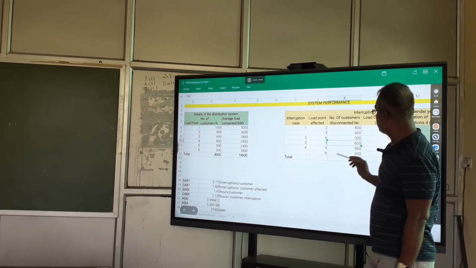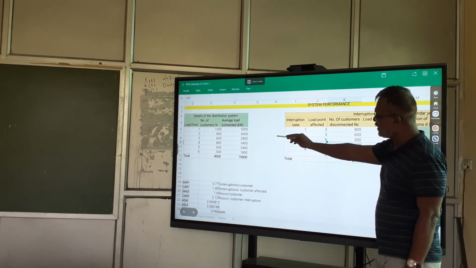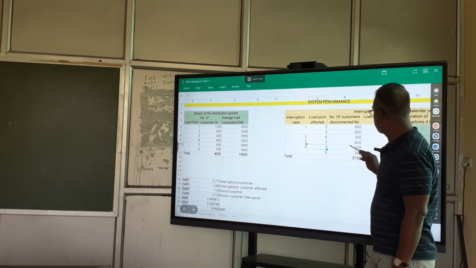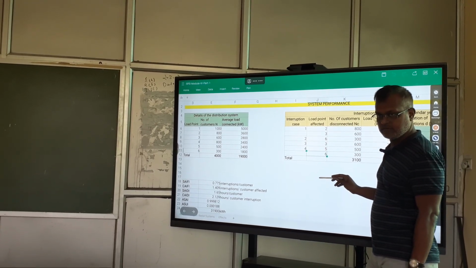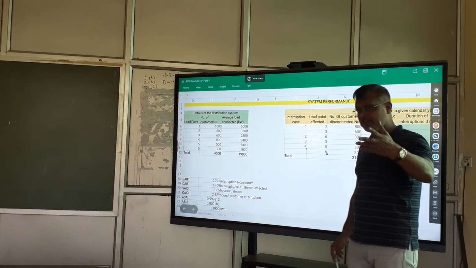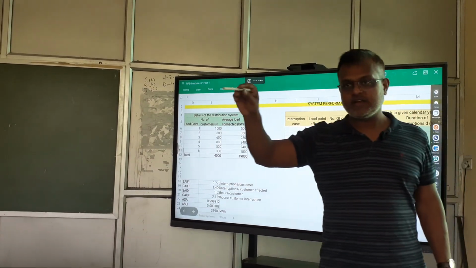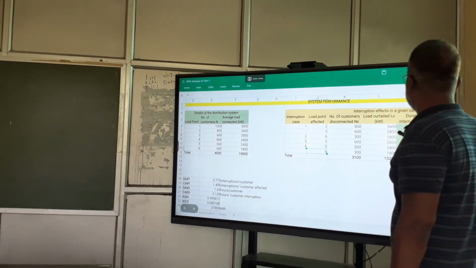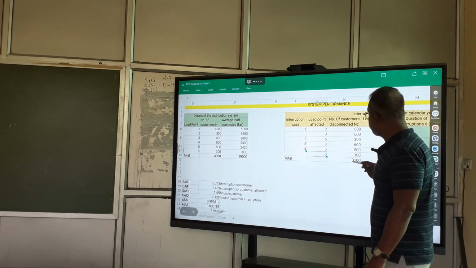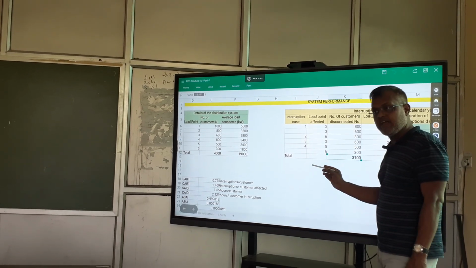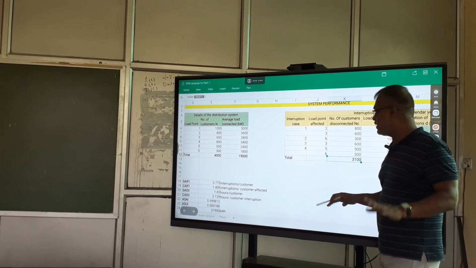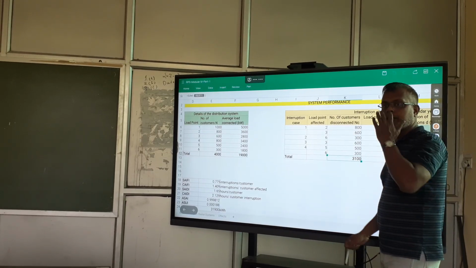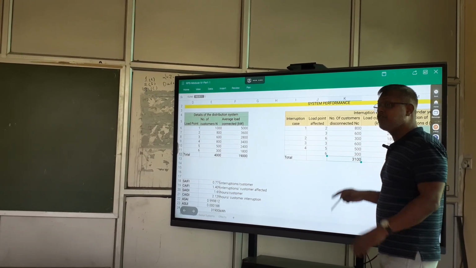That is 600. Interruption 4, load point affected is 5. 500, also 6. 2 points are affected. That means in this interruption, 2 points are disconnected. All those customers were disconnected. Total number of customers disconnected because of all these events during the whole year. So these many consumers were affected.